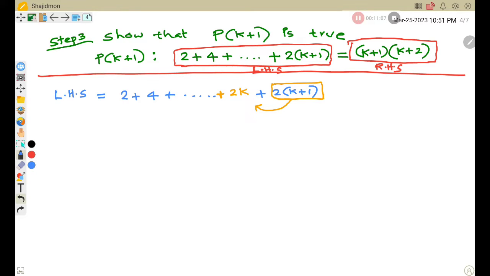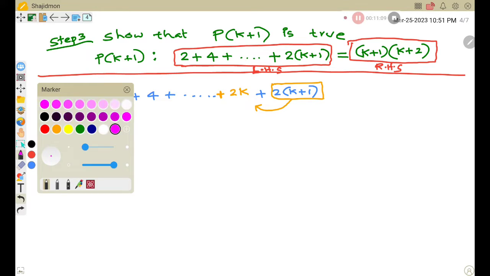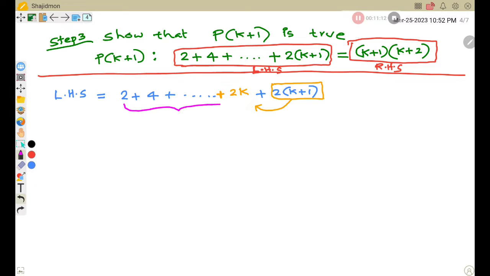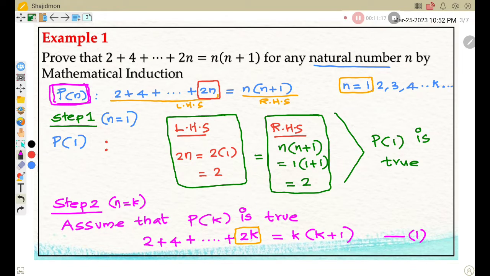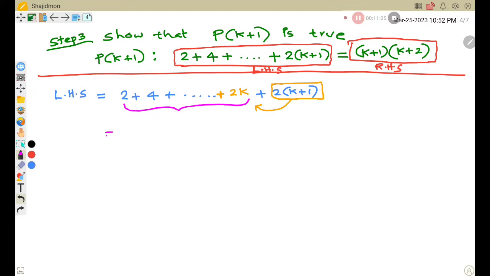Now what we are doing is, already we know 2 plus 4 plus 6 plus up to 2k. What is the value we are given in step number 2? 2 plus 4 plus 6 plus up to 2k means what value is given? k multiply k plus 1, correct? So instead of that, I can write k multiply k plus 1. 2 plus 4 plus 6 plus up to 2k, I can write k multiply k plus 1, plus this term we are writing the same: 2 multiply k plus 1, correct?